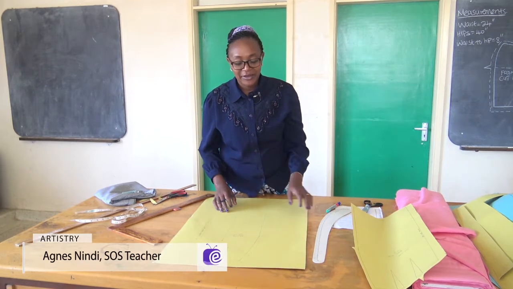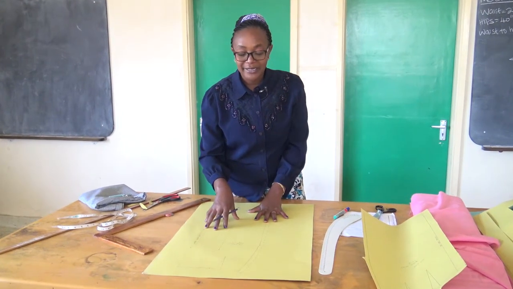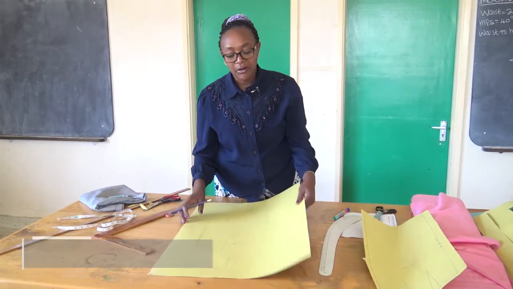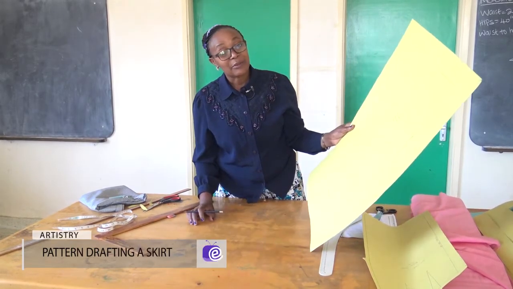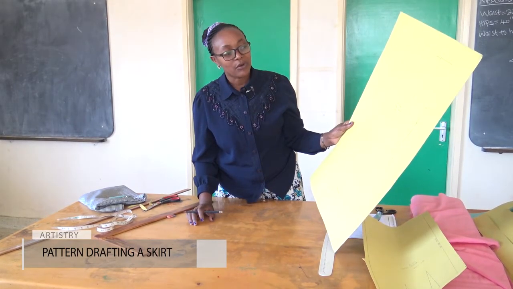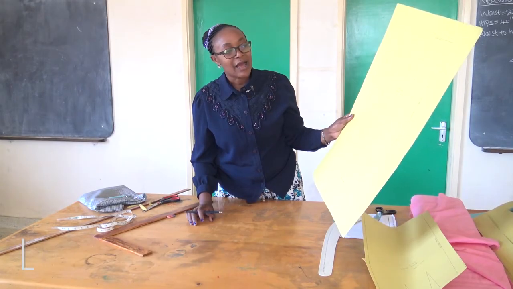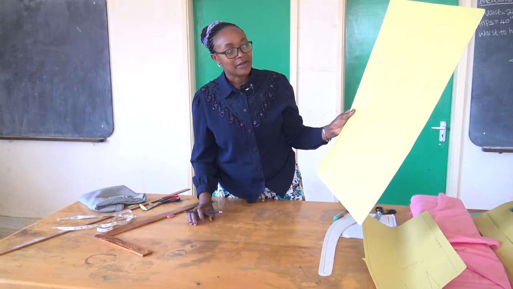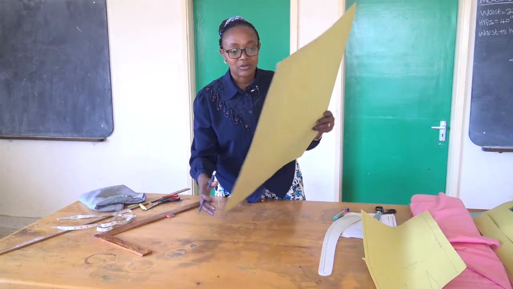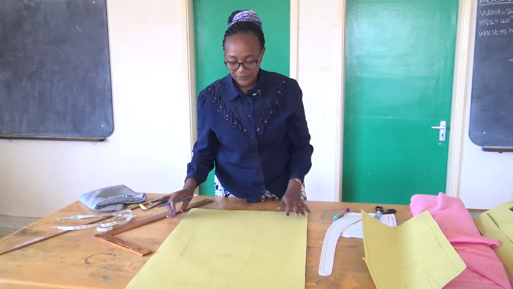In this lesson, we will be separating our patterns from the main block, which is this. We separate the patterns and then we move on to lay the patterns and cut the fabric, ready for stitching. Let's work, let's learn together.